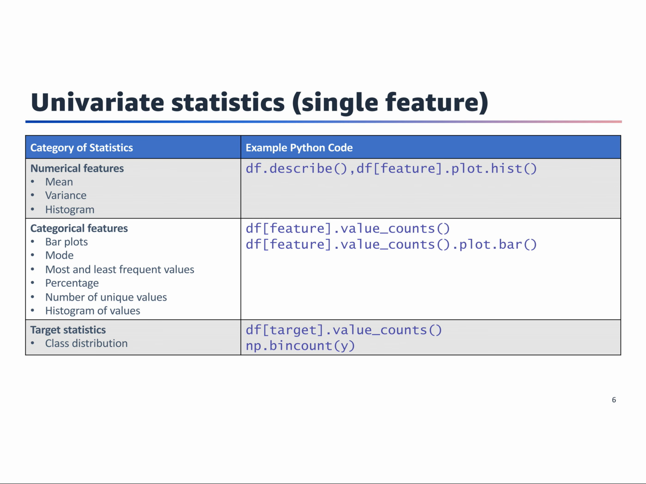Here we include some univariate statistics, which means they apply to a single feature. If the feature is numerical, you may be interested in the mean or the variance, and you could visualize it using a histogram. If the feature is categorical, you may use bar plots or histograms, and may be interested in the mode, most and least frequent values, percentages, and the number of unique values. You may also be interested in the distribution of classes.